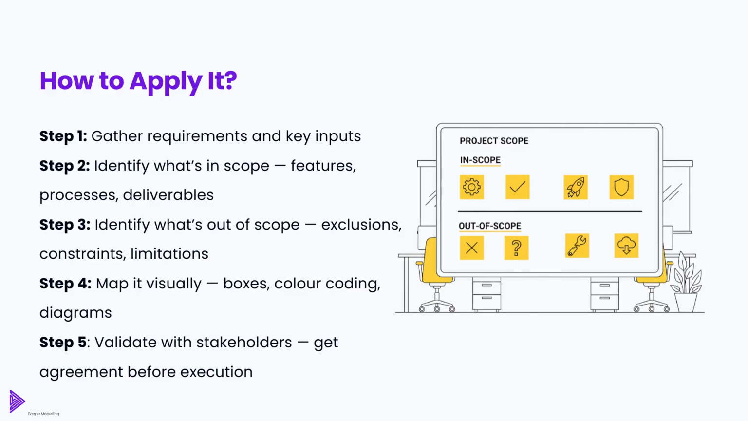Map the boundary visually. Diagrams, boxes, or color coding make the scope obvious at a glance. Validate the model with stakeholders: walk it through, capture feedback, and get explicit agreement. Keep the model as simple as possible and only as detailed as needed to guide planning and avoid assumptions. When everyone agrees on what's in and what's out, your team can plan, estimate, and deliver with confidence.